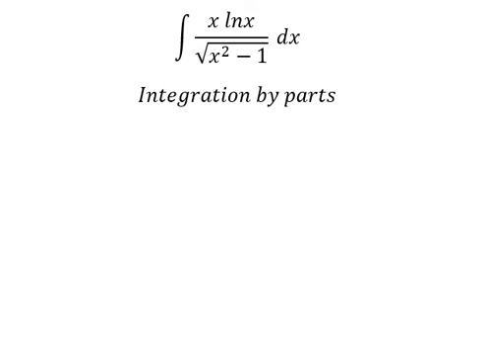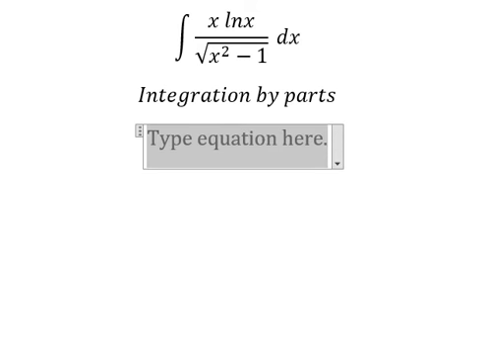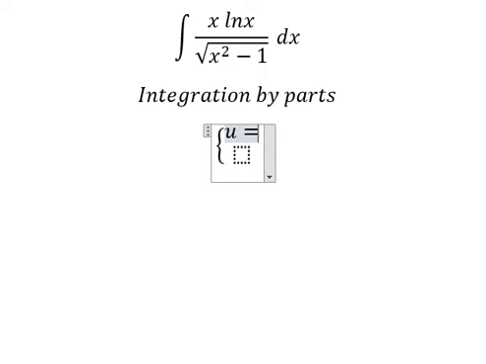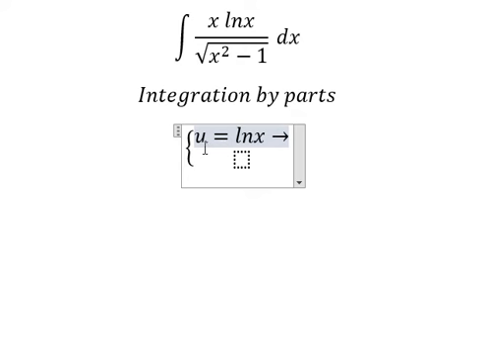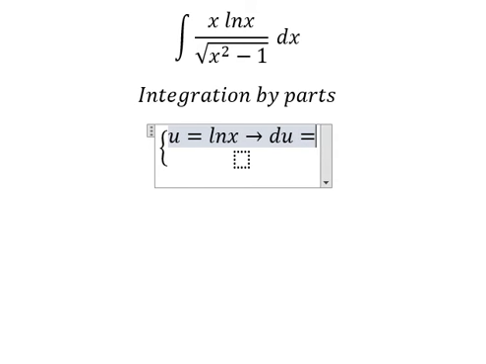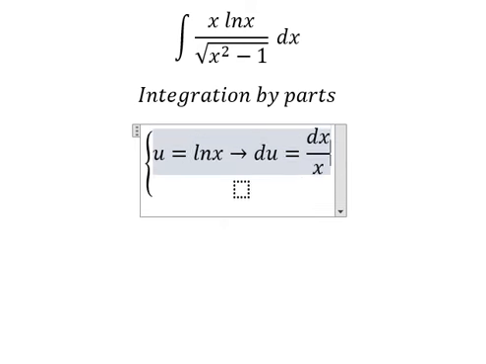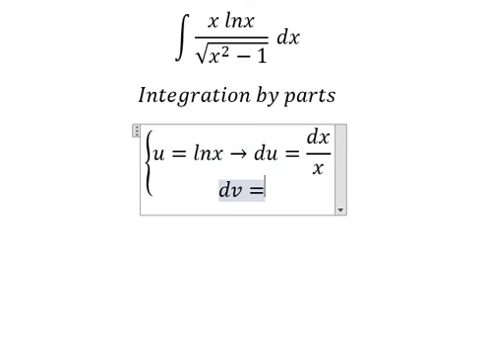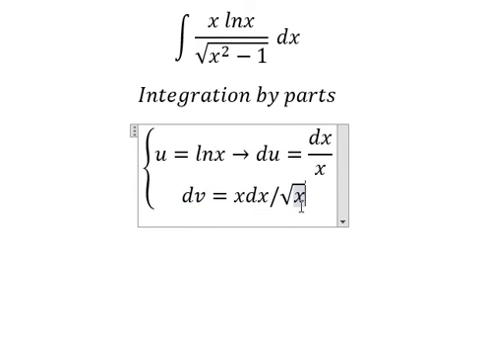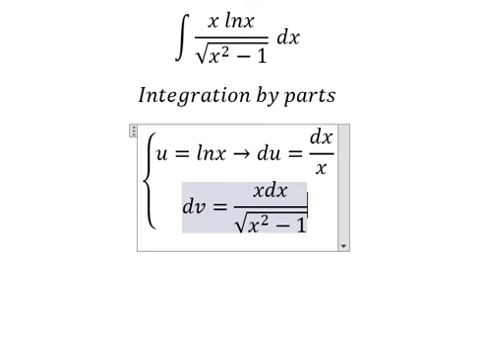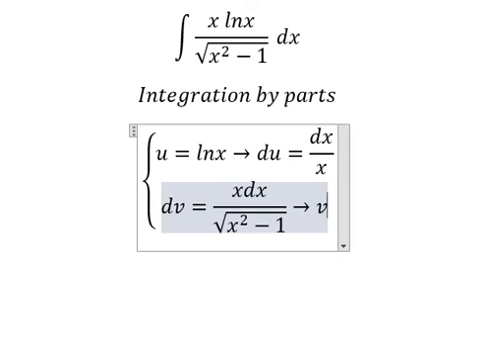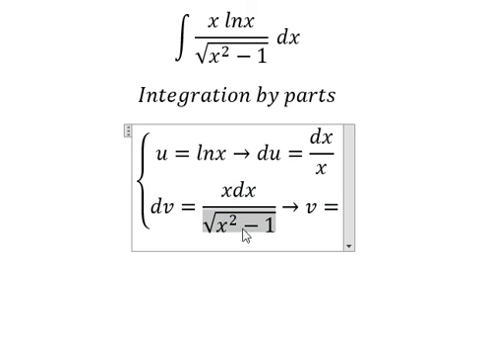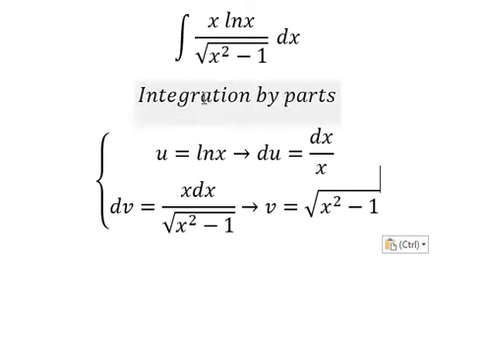So I will put u equals ln(s). Later we take the first derivative of both sides, and we have ds over s for dv. We have s ds over the square root of s squared minus 1. So if we do this integration, we have v equals the square root of s squared minus 1.